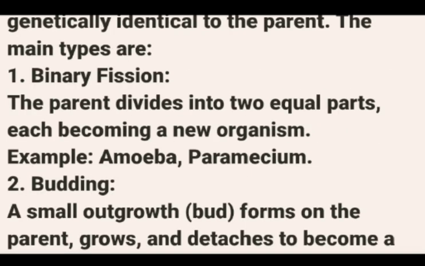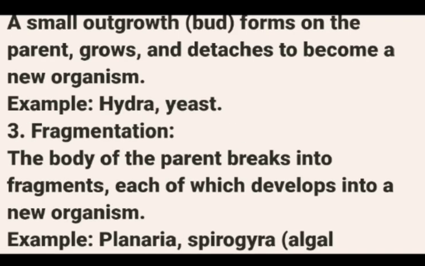The main types are: binary fission, where the parent divides into two equal parts and each becomes a new organism. Example: amoeba, paramecium. Budding: a small outgrowth, a bud, formed on the parent grows and detaches to become a new organism. Example: hydra, yeast.